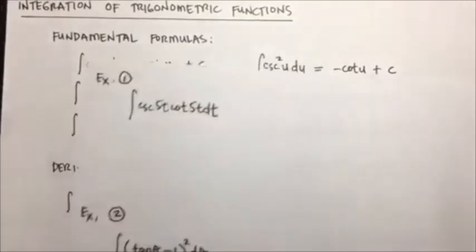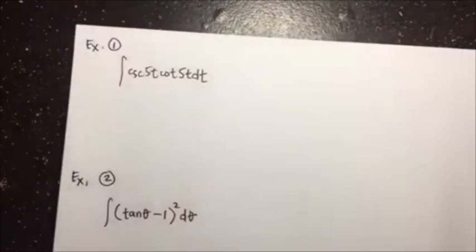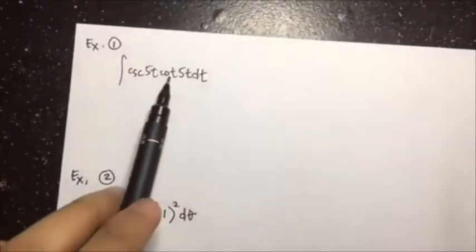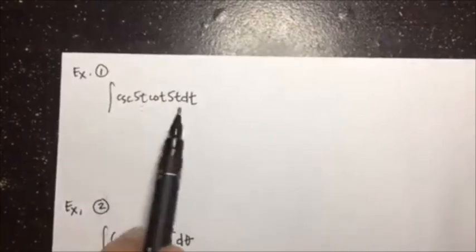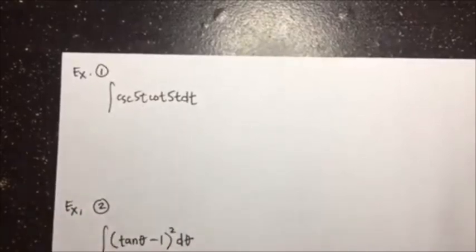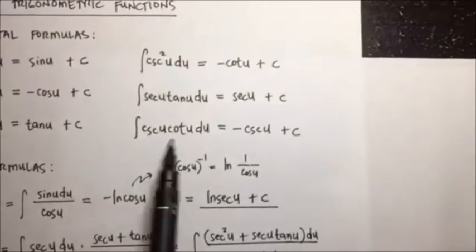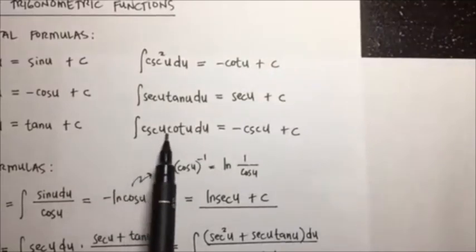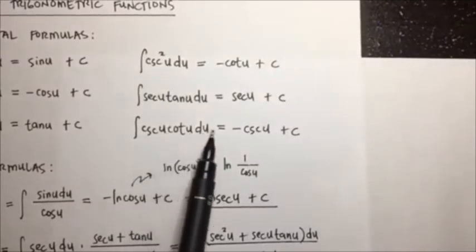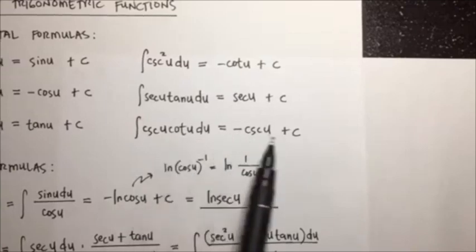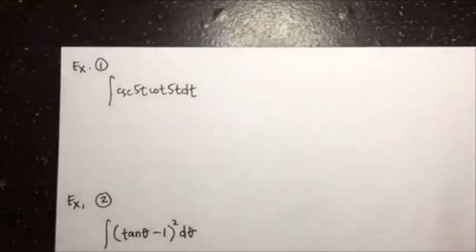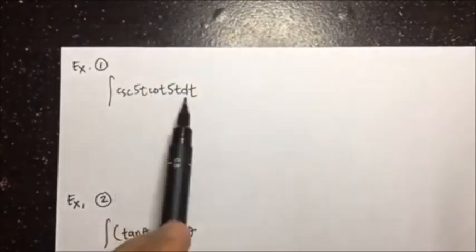So we have here an example: the integral of cosecant 5t cotangent 5t dt. Looking at the fundamental formulas, we can use this one: the integral of cosecant of u cotangent of u du is equal to negative cosecant of u plus c. In this case, our u is equal to 5t.